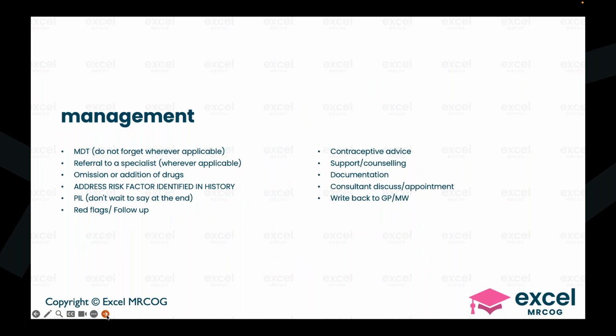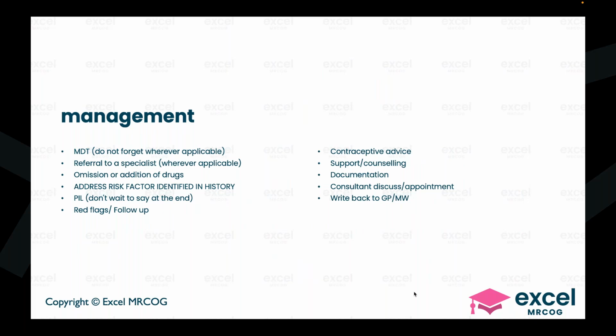Management. Whenever applicable, do not forget MDT. That's a very important safety point. Do not forget to say multidisciplinary team whenever that is applicable, but don't say it in all situations. It's not applicable everywhere. Maternal medicine tasks, yes, MDT. Onco, yes, MDT. Urogyne, not MDT. MDT is not always there, but when you are considering surgery, when you're considering an invasive procedure, yes, MDT.